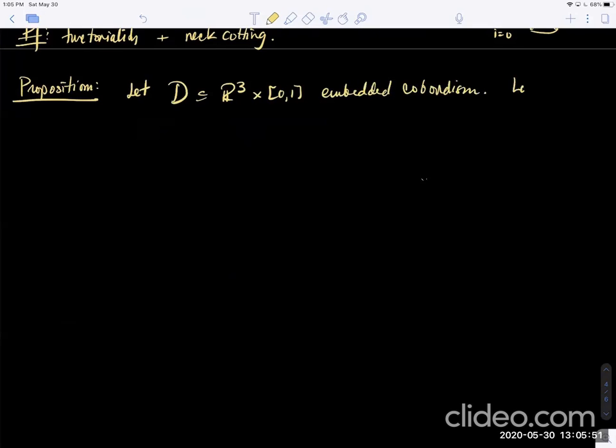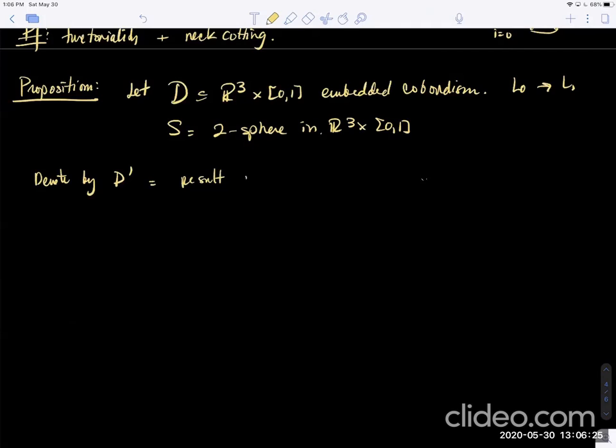Right, and again, from L0 to L1, so it's the same thing. And let's denote by S some two-sphere in R3 × [0,1]. And again, this is unknotted and unlinked from D, just like before. And we're going to now denote by D prime the result of attaching one end of a three-dimensional one handle to D and the other to S.